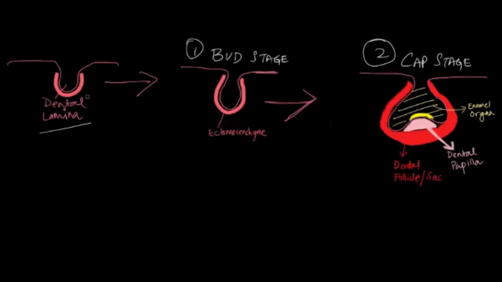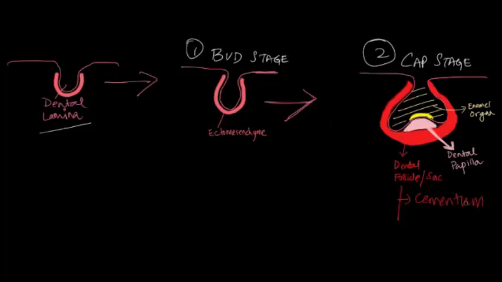As it grows downwards, it invaginates into the ectomesenchyme. The ectomesenchyme around it condenses. So we have a couple of stages here. The first will be the bud stage, next will be the cap stage. As it progresses, the ectomesenchyme condenses and differentiates into two types of cells. One will form the dental papilla seen over here, and the next will be the dental follicle or the dental sac. So the dental follicle, dental sac, develops into the cementum.